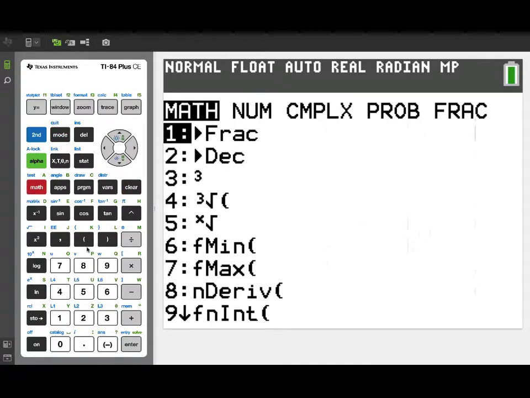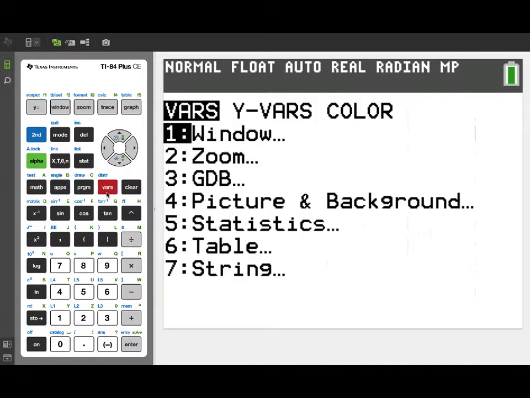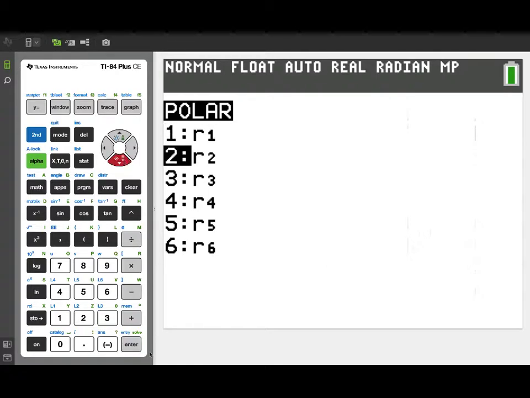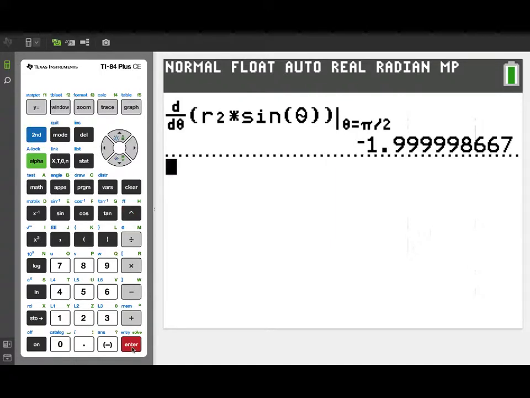Now our functions are given in terms of theta, so to tackle this, we're going to use the chain rule. The y value as a function of theta will be given by r2 times the sine of theta. So r2 times the sine of theta, let's take the derivative with respect to theta at theta equals pi over 2. That's going to give us dy d theta at that point. All right. Once we've entered that, we can calculate it, and we can see that it's very close to -2.